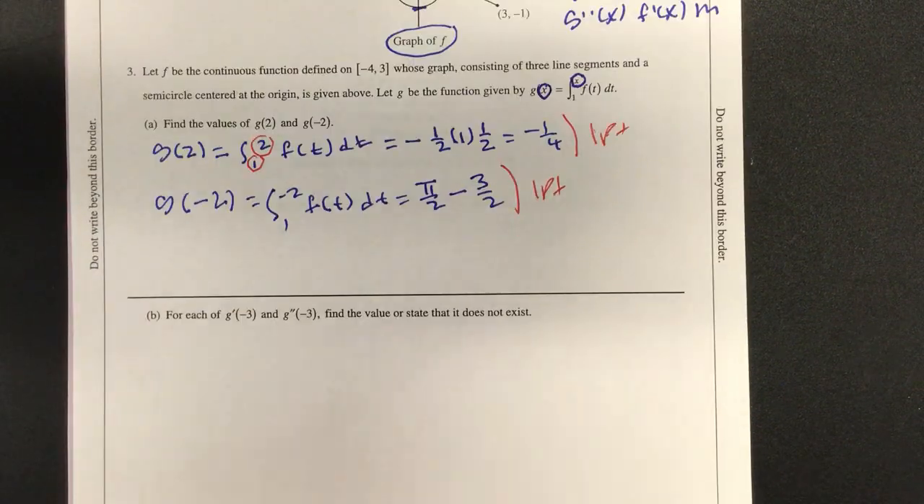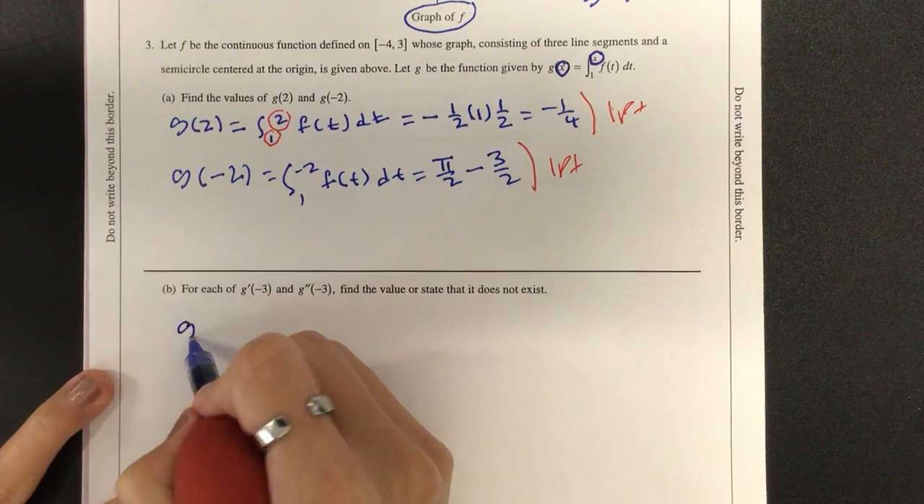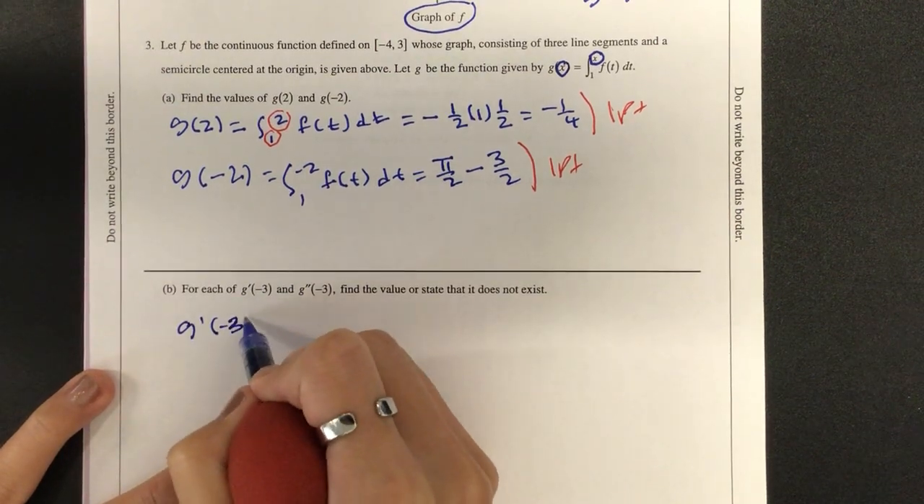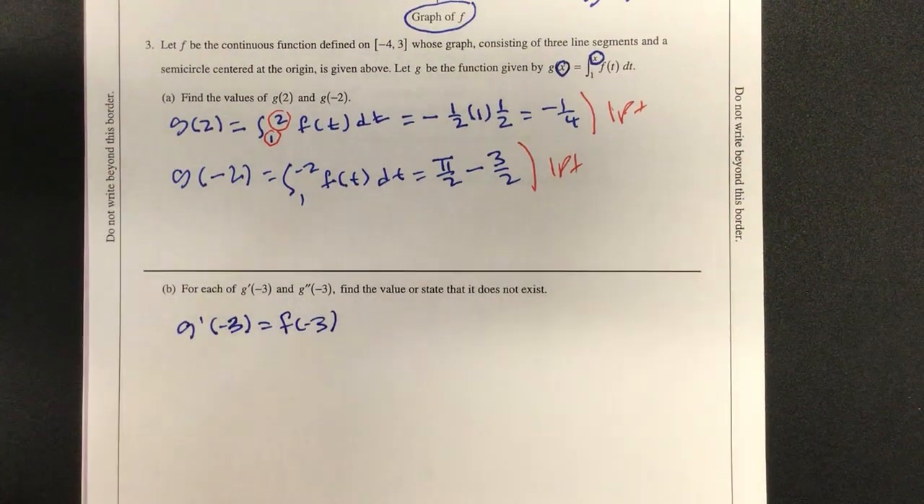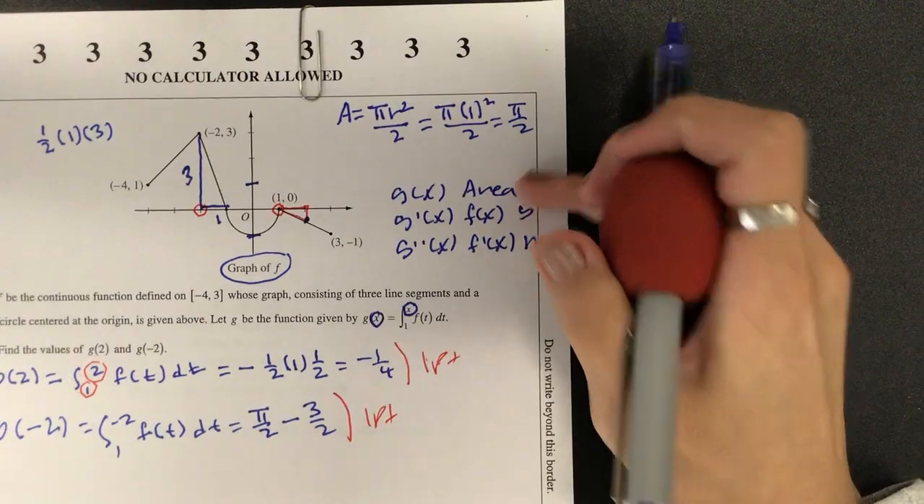So let's write on here what they want on the AP test, which is kind of picky. Not just g prime of -3. They also want you to write that as f of -3, understanding that that part is a y value. That's why organizing this at the beginning is very important.